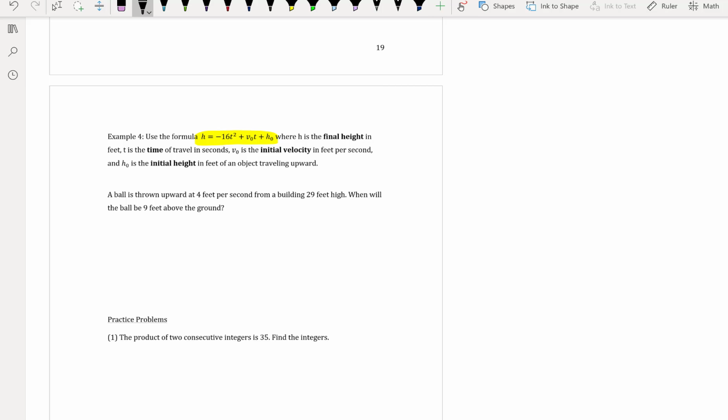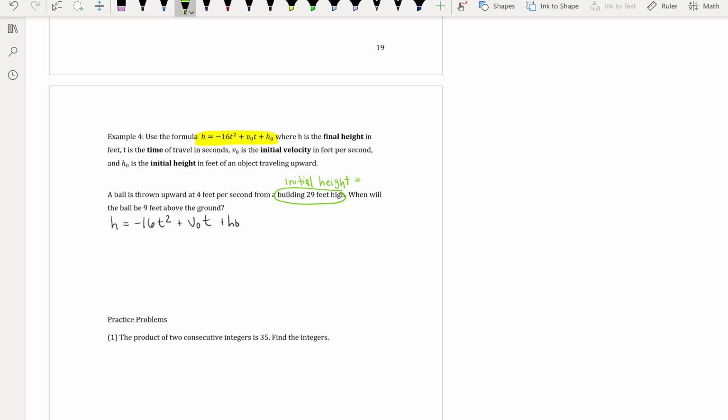Well, thank goodness it gave me a formula. So I know for sure that I'm going to be using that h is equal to a negative 16 t squared plus my v naught times t plus my h naught. Now I just need to figure out what variable gets plugged in where. So let's see. Well, it says that my building is 29 feet high. So this is my initial height.